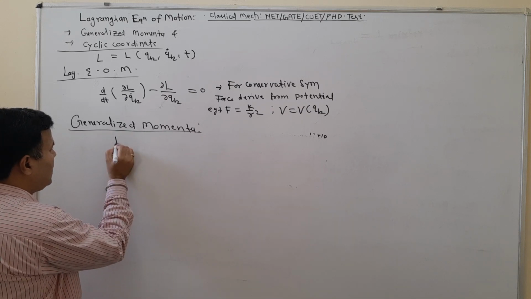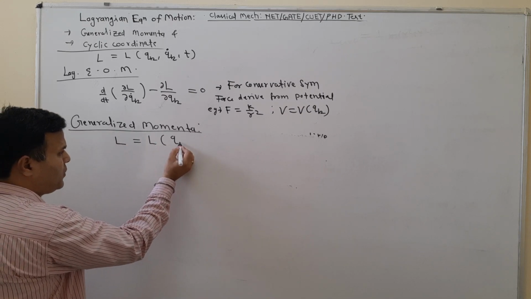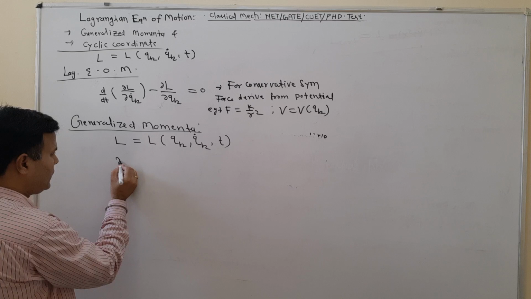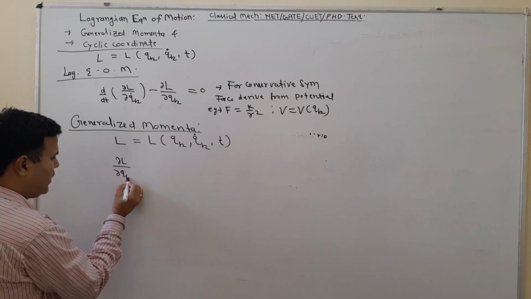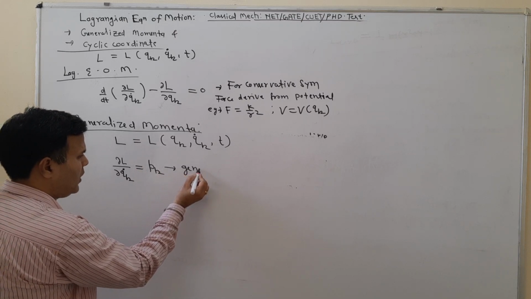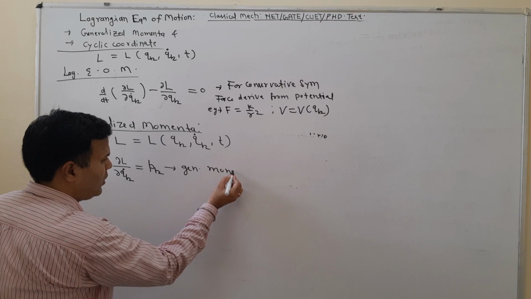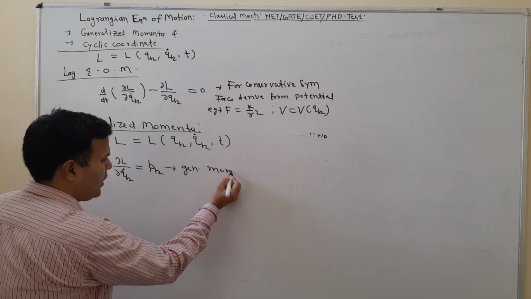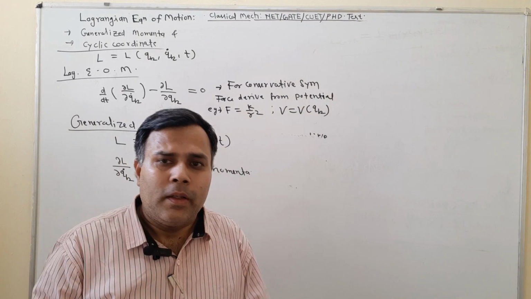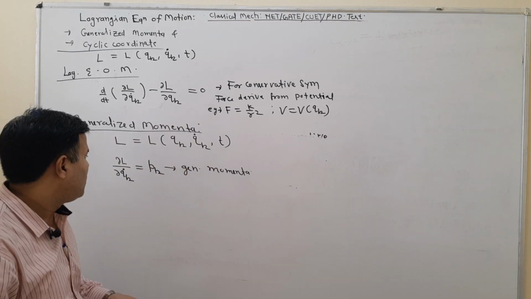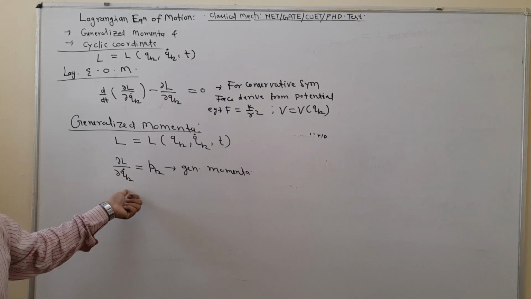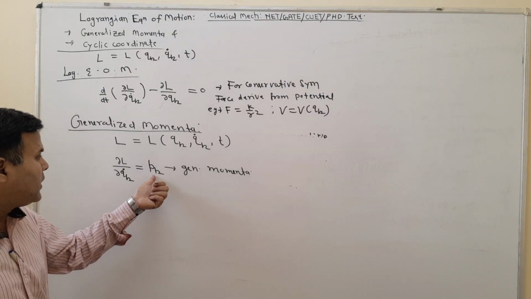If our Lagrangian is a function of generalized coordinate, generalized velocity, and time, then del L upon del qk dot is simply pk, and this is our generalized momenta. This is the general profile of generalized momenta. For any given expression of the Lagrangian, we can find the generalized momenta, which is del L upon del qk dot, simply pk.